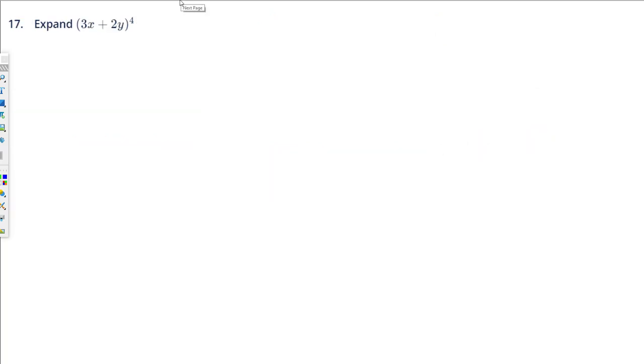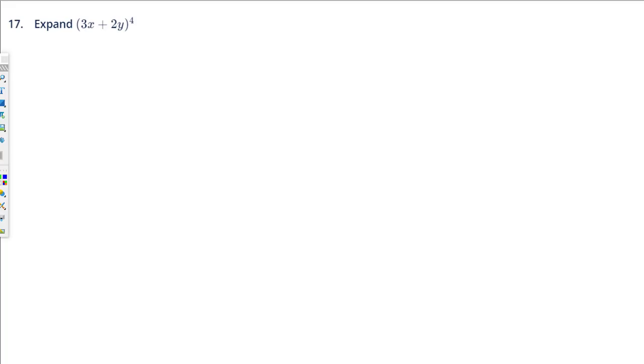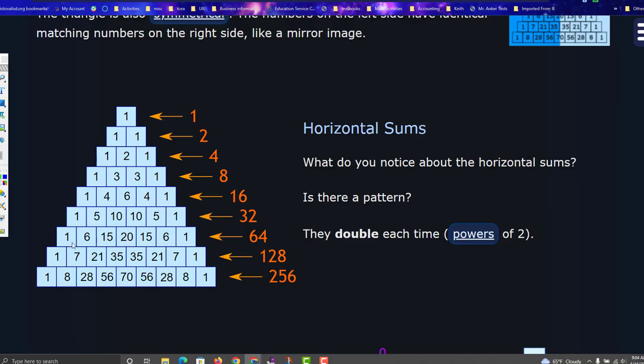So when we're expanding this, that means we're going to Pascal's triangle. We're going to look at row 4, so that'd be 1, 4, 6, 4, 1. And then raised to the power. For this one, we'd be looking at row 6. It'd be 1, 6, 15, 20, 15, 6, 1.